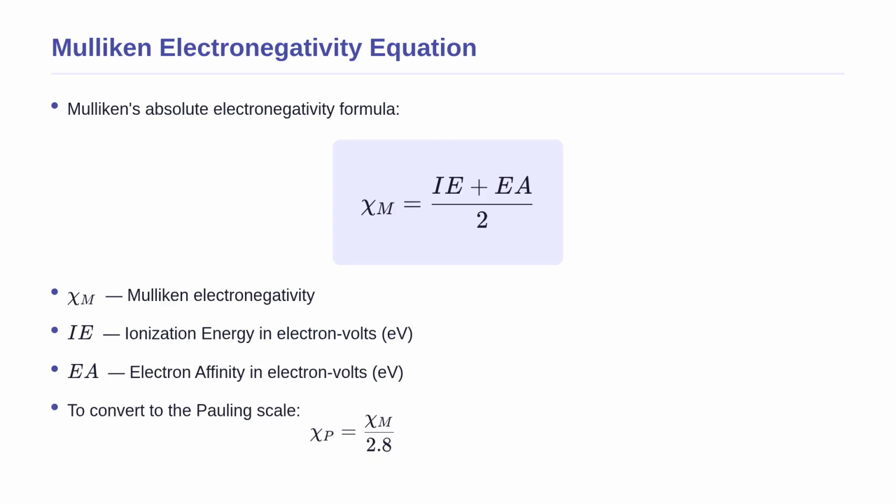Because this gives an absolute energy-based number, scientists later found that dividing the Mulliken value by an empirical constant of 2.8 gives a very close approximation to the familiar relative Pauling scale.